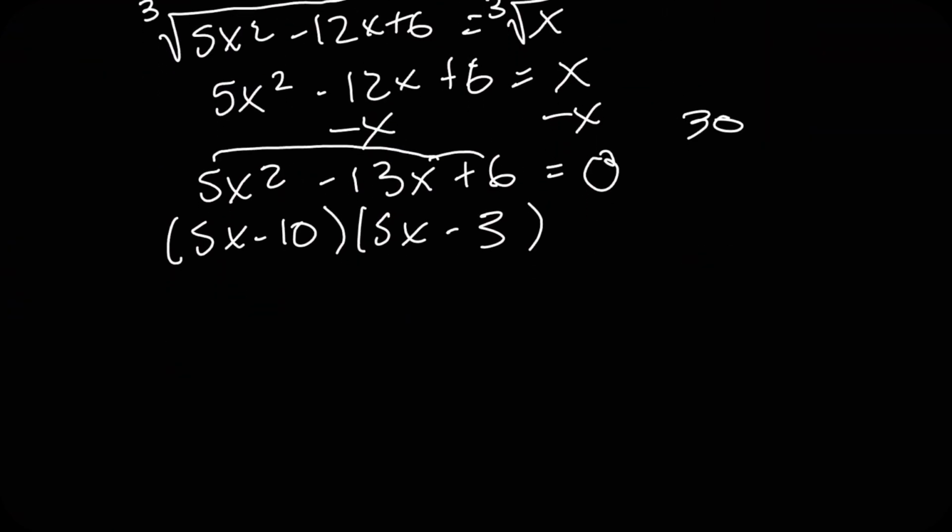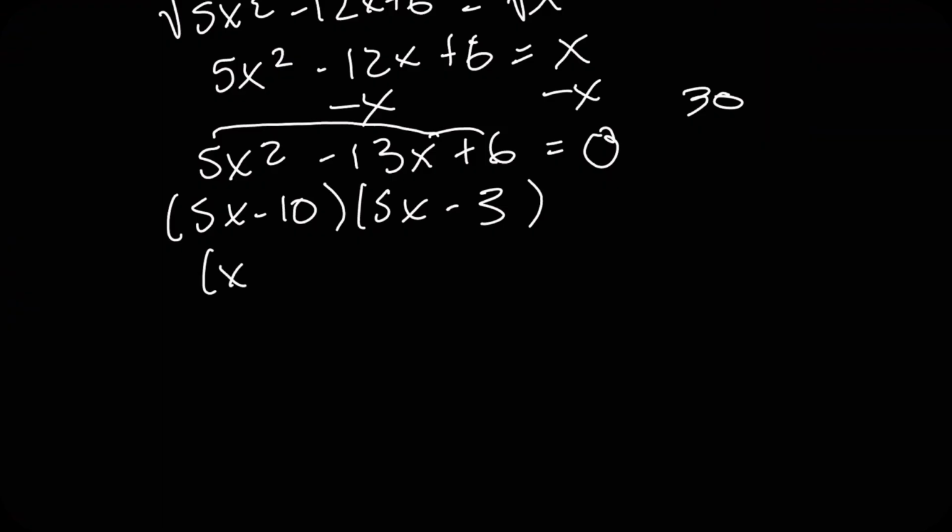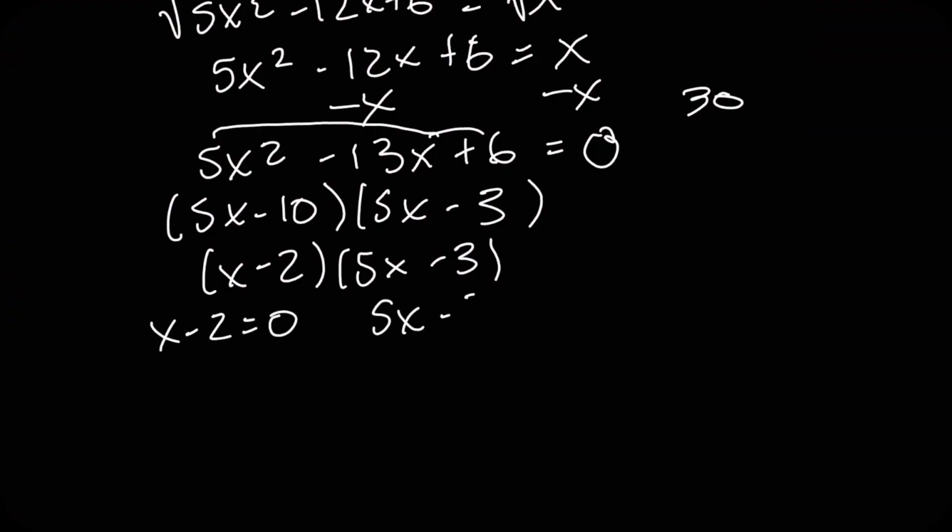See if you can further reduce here. We can reduce the 5x minus 10 to x minus 2 by pulling out a 5. And we can't do anything with the 5x minus 3, so we'll leave it as is. So our proposed solutions: x minus 2 equals 0, and 5x minus 3 is equal to 0, or x equals 2, and x is equal to 3/5.